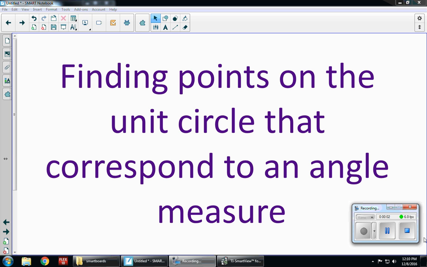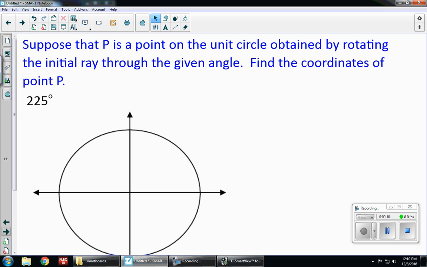This video is going to go through how to find points on a unit circle that correspond to an angle measure. Suppose that P is a point on the unit circle obtained by rotating the initial ray through the given angle. Find the coordinates of point P. And for this example, we're doing 225 degrees.